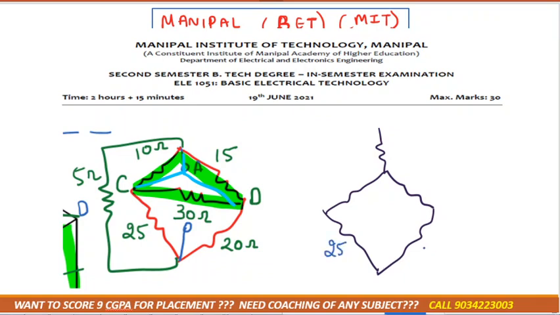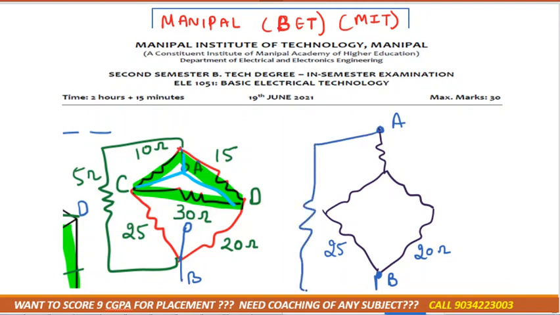If I redraw the diagram after converting, then the diagram will be like this. One would be 25 ohm, this one would be 20 ohm. This one was the A terminal and this one was the B terminal, right? And the wire between A and B is 5 ohm. Got it? Clear? So as we can see, this resistance would be how much? 10 into 15 divided by the sum of all the resistances, that is 10 plus 15 plus 30, if you know the formula for delta to star.